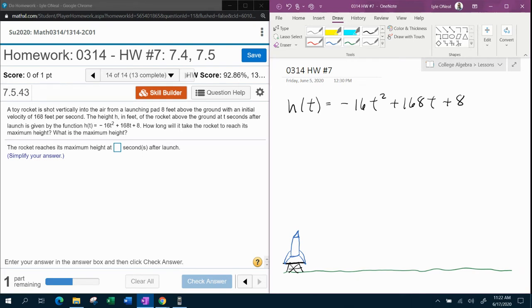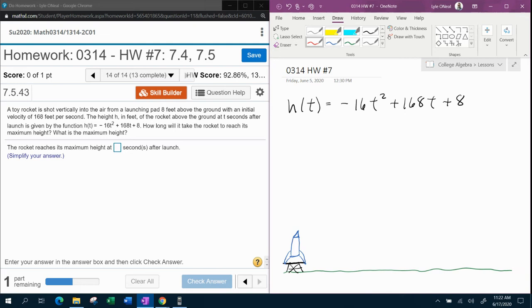We have a toy rocket shot vertically into the air from a launching pad 8 feet above the ground with an initial velocity of 168 feet per second. The height h in feet of the rocket above the ground at t seconds after launch is given by the function, and here I have the function written down in my workspace. How long will it take the rocket to reach its maximum height? What is the maximum height?